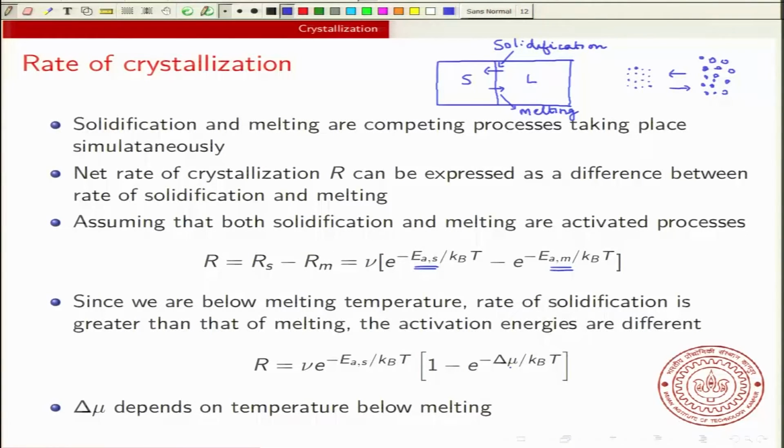Now, I should mention that the nu is a prefactor, and this is a very typical kinetic expression for any activated process. So the first term, if you look at it, is nu multiplied by e to the minus Es by kBT. This is an Arrhenius-like expression. So this whole thing is an Arrhenius-like expression.